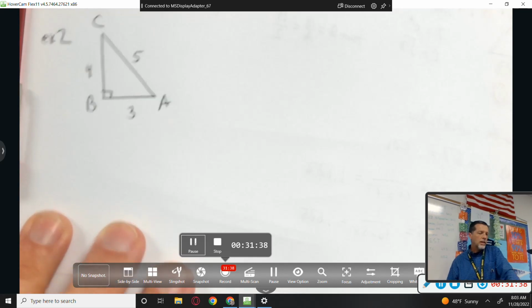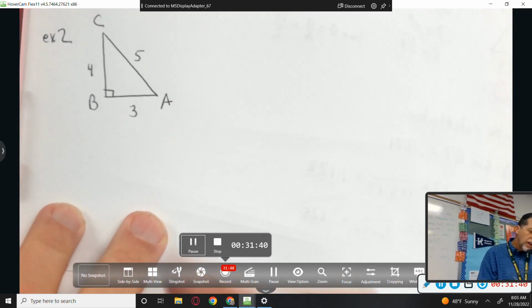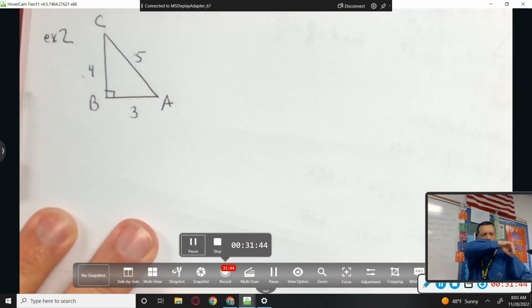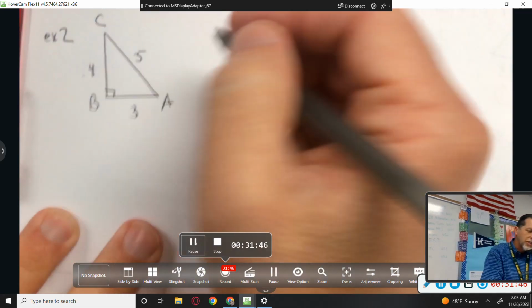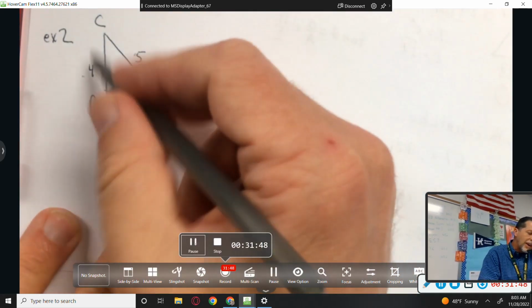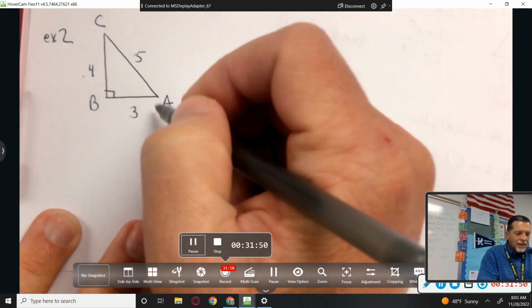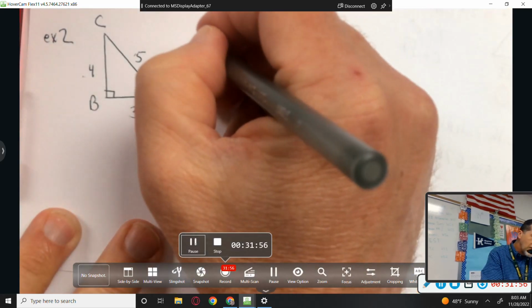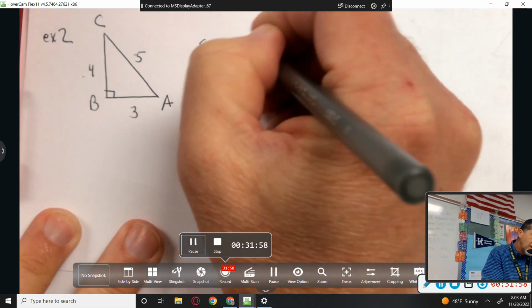So let's think through our tools here. A squared plus B squared equals C squared, that's true. But that's already worked, so that doesn't help. The angles add to 180. That's true too, but I don't know angle A or angle C, so that doesn't really help either. So that leaves me with SOH, CAH, and TOA.